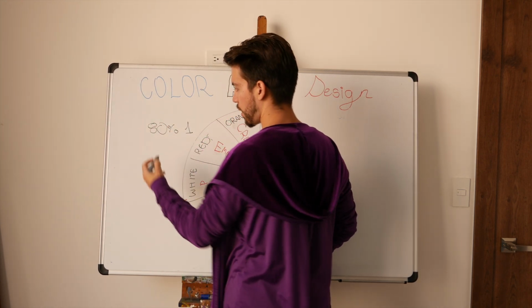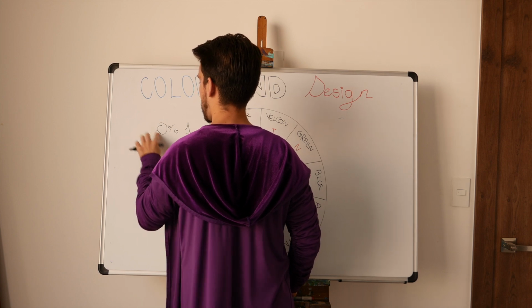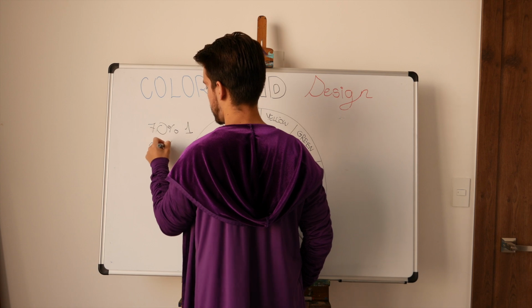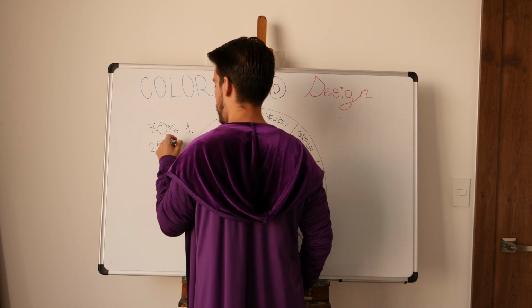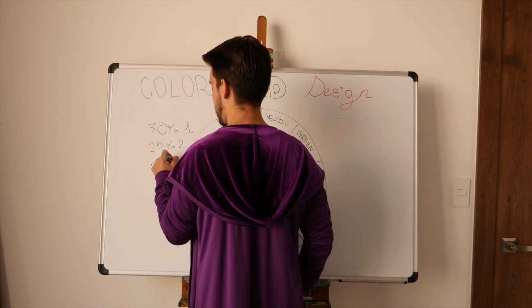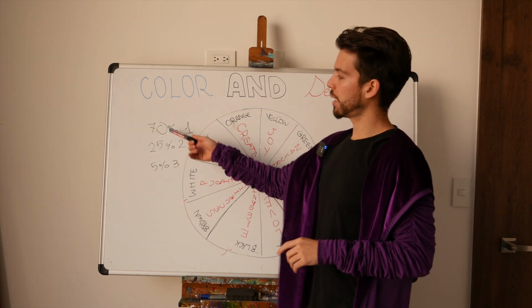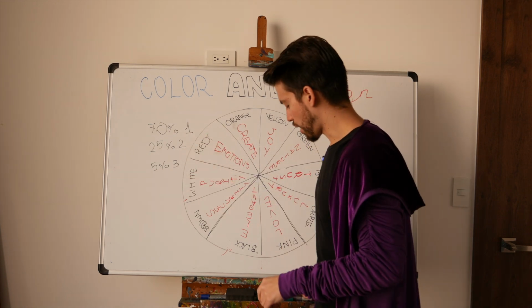The color number 1 can be 70% of your design in one color, 20% or 25% of your design the second color, and 5% the color number 3. Okay, and this one could be the most contrasting one, and this one could become a highlight.